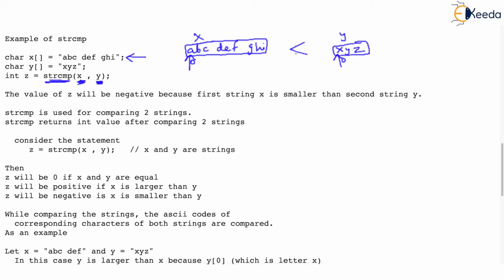A does not match X. So it stops. It says if first letters, or rather 0th letters itself, are not matching, then what's the sense in going ahead? I will stop comparison, and I have found one thing for sure, that two strings are not equal.